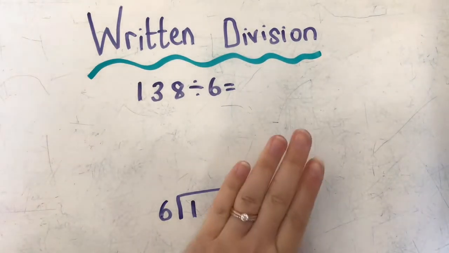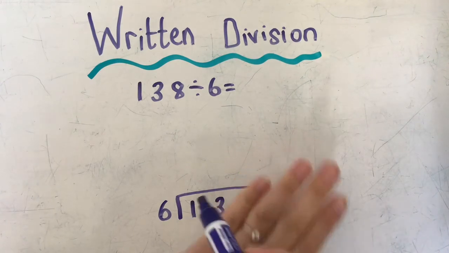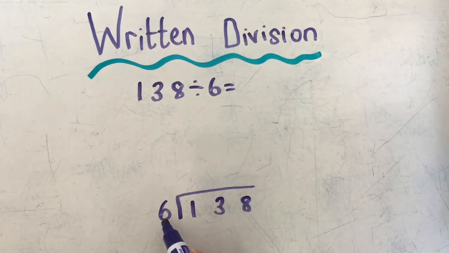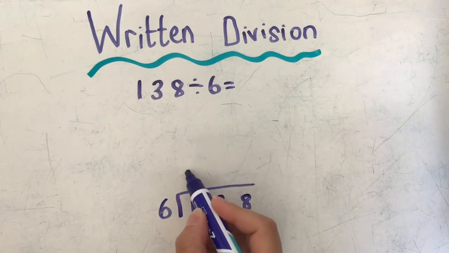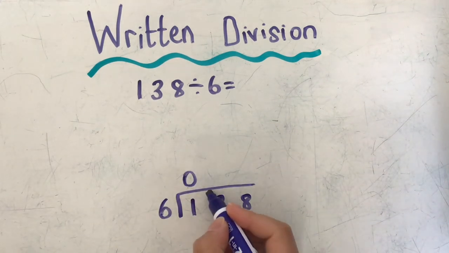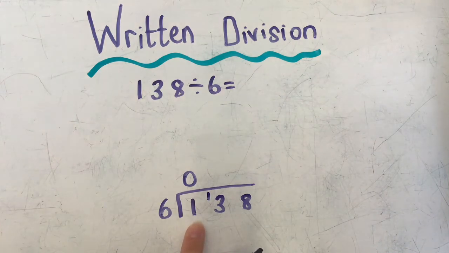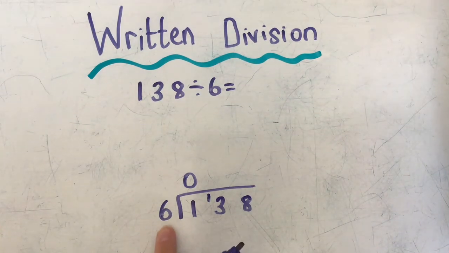So first of all, we look at the 6. We don't look at the rest of the columns, we just look at the very first one. And we see how many times does 6 go into 1. And we know because 6 is bigger than 1, it doesn't go in any times, so we have to carry over the full amount of this number. Then we look at how many times 6 goes into 13.